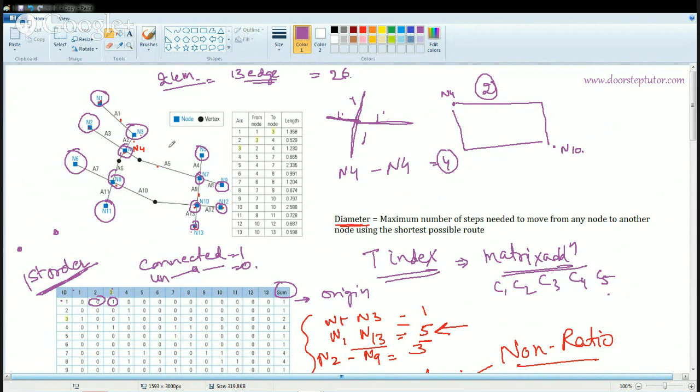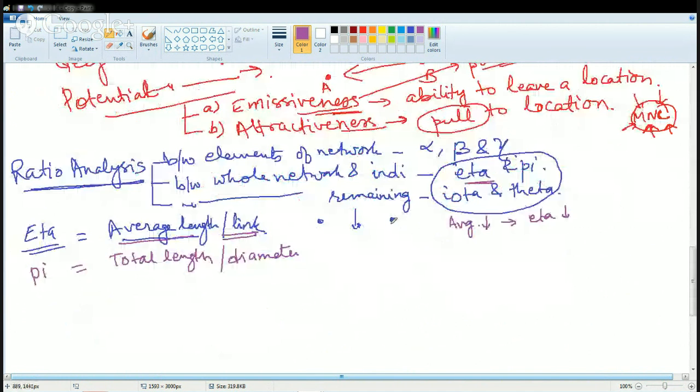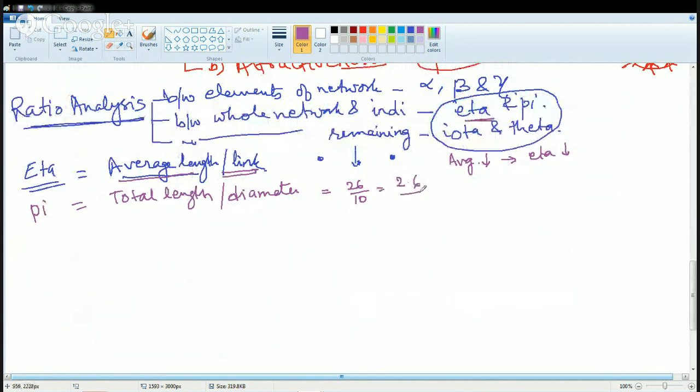And then you have the diameter. The diameter we calculated for this case was 5, and the length of each edge is 2, so the total length of the diameter would be 5 into 2, that's 10. In this case, the pi index would be total length by diameter, so it would be 26 by 10, so it's 2.6. In this case, we understand that if the pi index is high, the network is more complex and also more developed. So that is the pi index. The next index we would be covering today is the theta index.